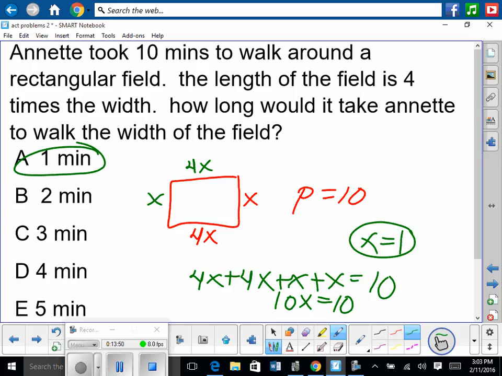Okay. So if it said this, and I've seen this before, if they said the length was 4 greater than the width, that's x plus 4, right? Make sure you know the difference between 4 times and then 4 greater than or less than. Does that make sense, everybody? Okay.